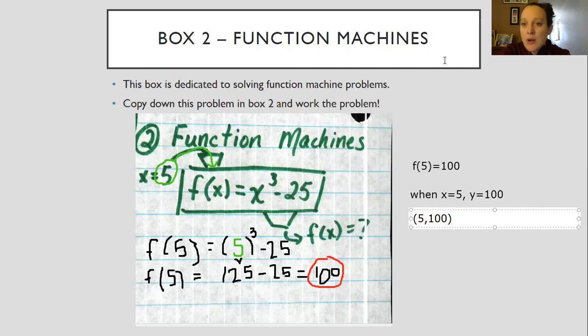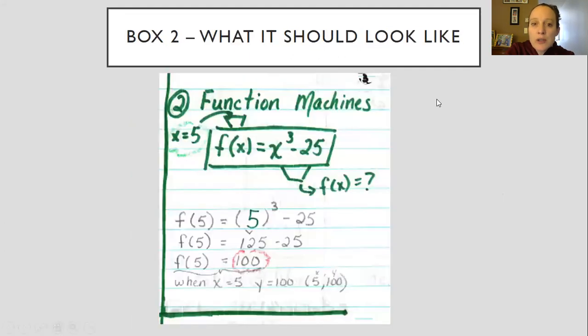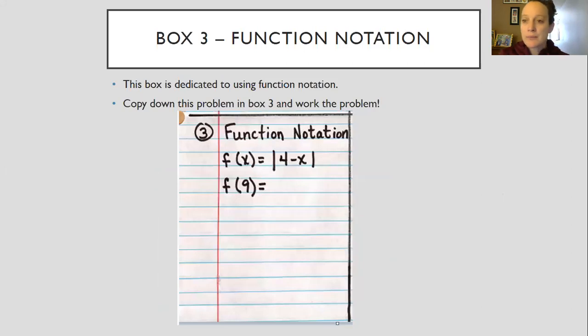So if you're not quite sure what it should look like, let me show you. Hang on, guys. I have to clear off my pictures here, and then I will show you what it should look like. So that's what your notes should look like. Pause it here. Take a minute to absorb what f of 5 equals 100 means. You know coordinate points, it's just a point on the graph. Okay. All right. Box 3.